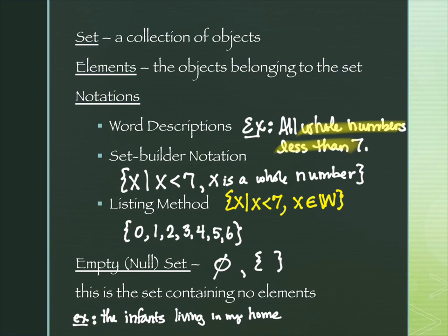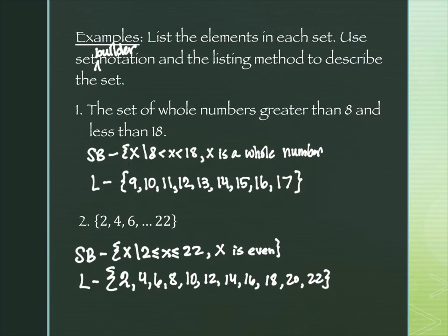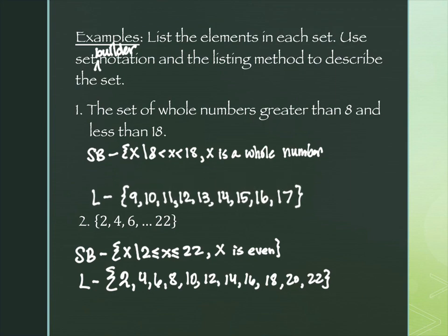Let's do another one. Let's see. We have number 1 over here, so I'll move this down. So we can do X such that we still have 8 less than X less than 18. That's nothing different. But just like on the last one, we can say X is a whole number.